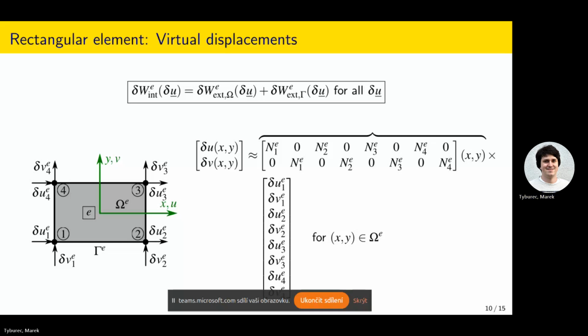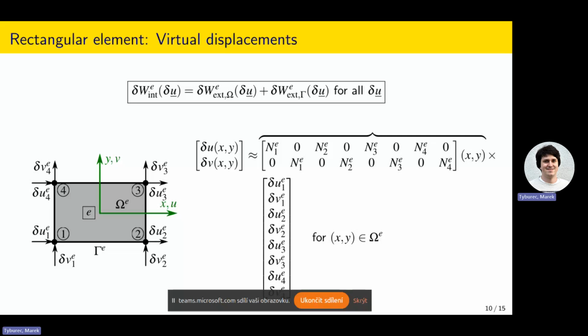Now I use this index E just to be sure that we are talking about the element E. So this is the virtual displacement of the element E. These are the shape functions or basis function matrix of the element E. And the form of that matrix is the one that is written here. It's a matrix that has these components N1, N1, N2, N2, N3, N3, N4, N4, and the remaining entries are 0.